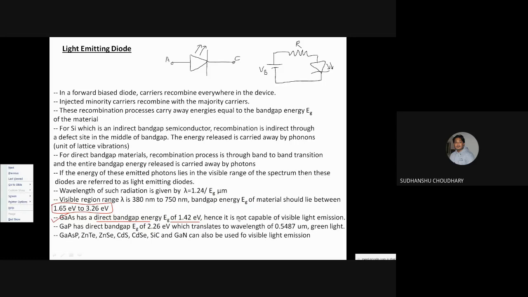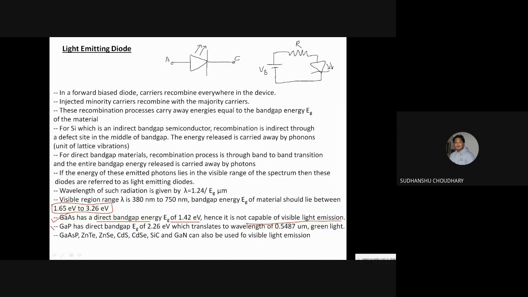So gallium arsenide has a direct band gap, but the band gap is 1.42 eV, which is out of this range. Hence, one cannot make visible light LEDs by using gallium arsenide because it is not capable of emitting visible light. Since the band gap is 1.42 eV, the wavelength produced will not be in this range, 380 to 750 nanometer.